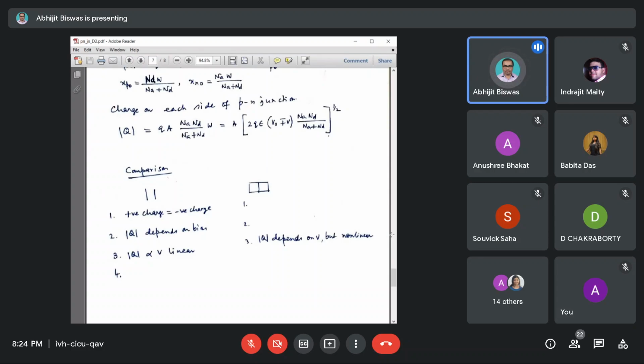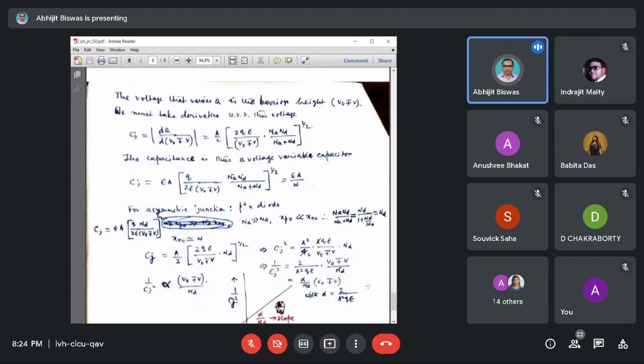But in the case of the PN junction capacitance, look at the expression here: Q depends on V but is not linear in nature. Here there is V0 minus plus V whole to the power half, that is, a square root. This differs from junction to junction; it will not always be a square root, it can take other forms, but not linear. In general, this is the difference between the parallel plate capacitor and the junction capacitor.